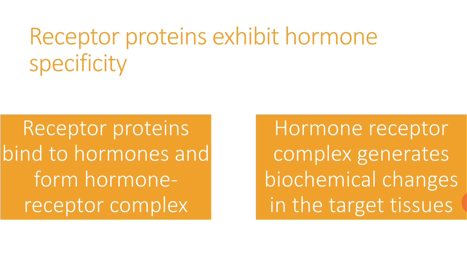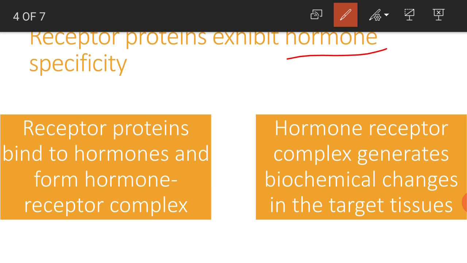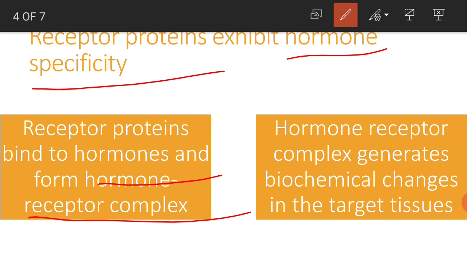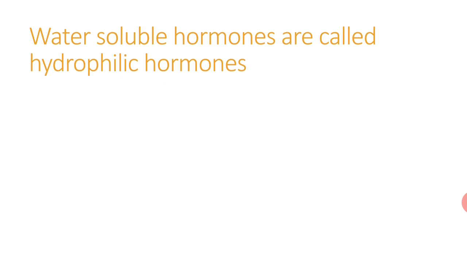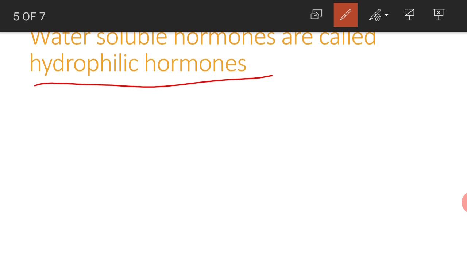Receptor proteins exhibit hormone specificity. Receptor proteins bind to hormones and they form hormone receptor complex. Hormone receptor complex generates biochemical changes in the target tissues. Now let us see the action of water soluble hormones. Water soluble hormones are called hydrophilic hormones.